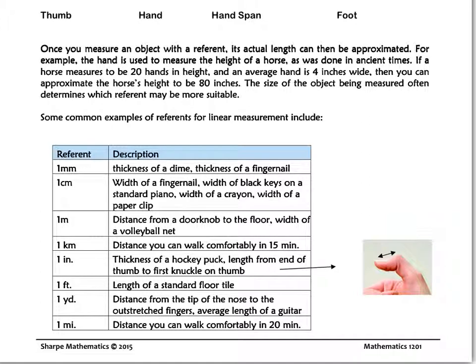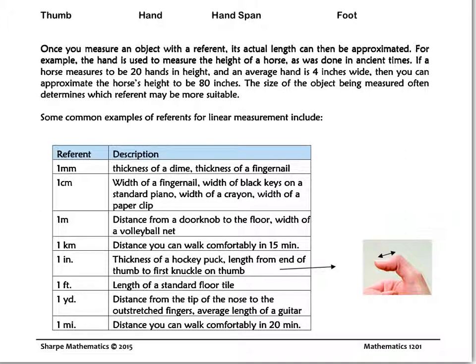For example, in our metric system of measurement, 1 millimeter could be referred to as the thickness of a dime, or the thickness of a fingernail, used as a reference for a millimeter. For a centimeter, as I said, for some people, the width of their fingernail across, or the width of the black keys on a standard piano. So if you're not really sure what a centimeter is, if you think about these things, they give you an idea. The width of a crayon or the width of a paper clip are all things that can be used as reference for a centimeter.